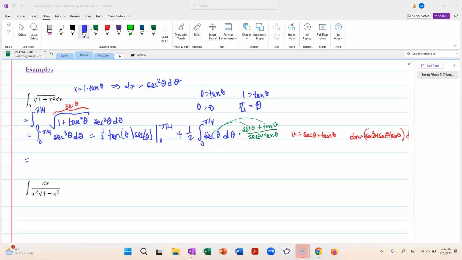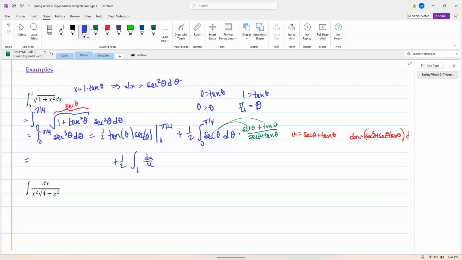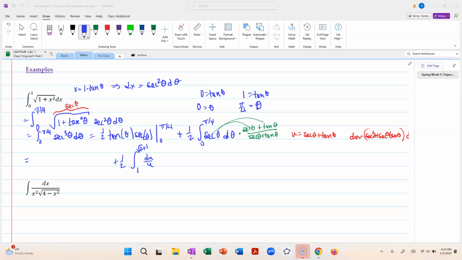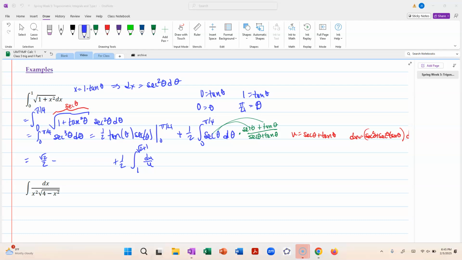Now I'll come back to this in just a minute. So I'd have 1/2 integral, I'll fix the bounds in a moment, du over u. Bounds: secant of 0 is 1, plus tangent is 0, so that's 1. And then at pi/4, I get root 2 plus 1. Okay, and then here, if I put in pi/4, that gives me 1 times square root 2, so it'd be square root 2 over 2, and then minus 0. Well, that just gives us 0.